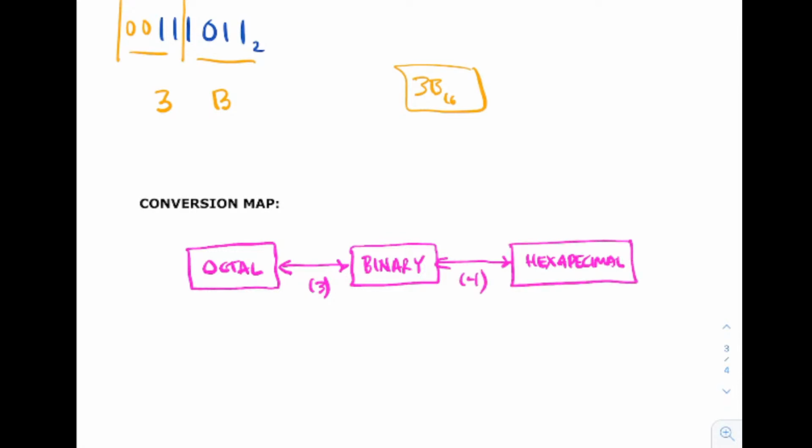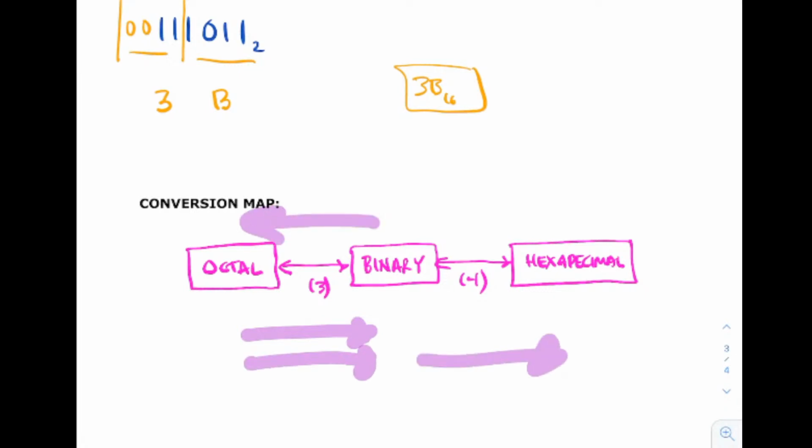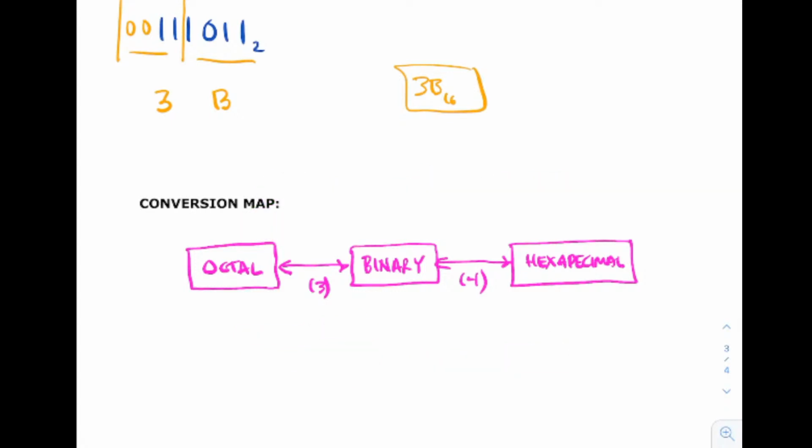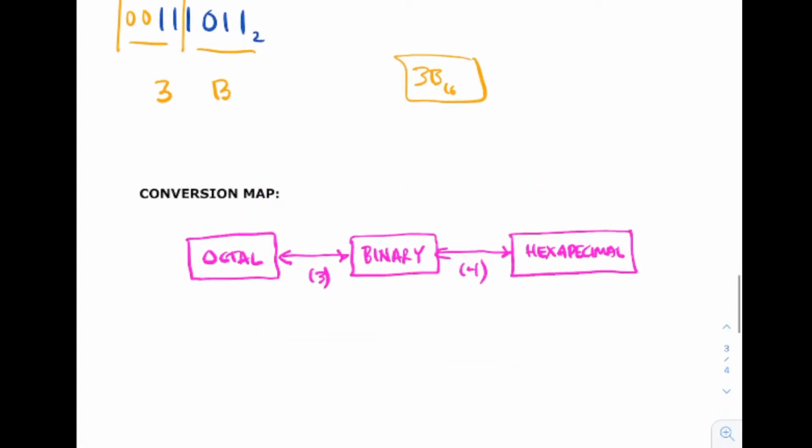So if you want to go from octal to binary, do that. You want to go from octal to hexadecimal, do that and then that. You want to go from binary to octal, do that. You want to go from hexadecimal to binary, do that. You want to go from hexadecimal to octal, do that and then that, right? So now you're saying, well, how come you didn't show us this in the first place, man? You're going to save us a lot of grief.